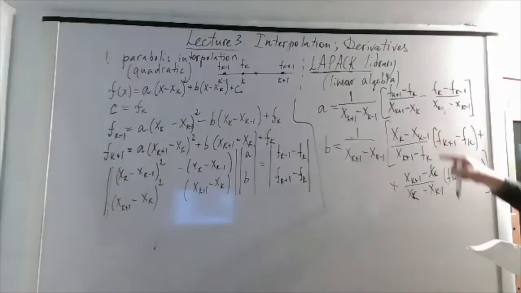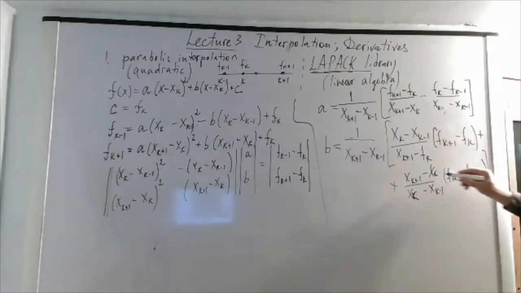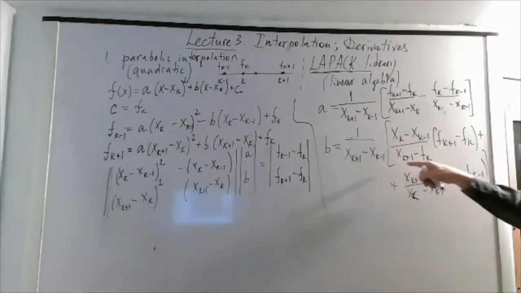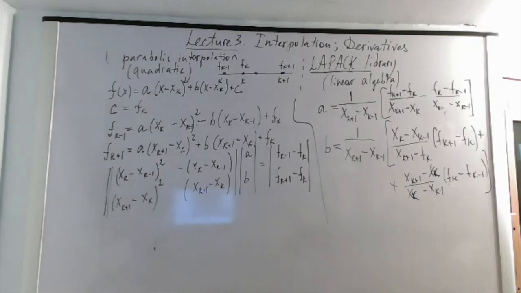Xk minus xk minus 1, xk plus, no, this is correct. No, the denominator. This one? The right one. This one? Yeah. Is it f or xk? Is that f? Oh, sorry. Yes, x. Yeah, of course. Thank you.